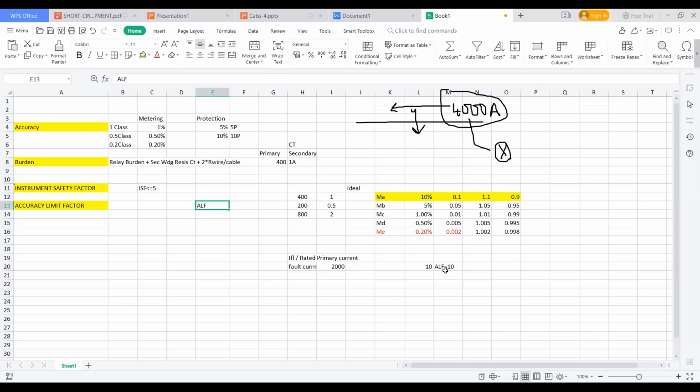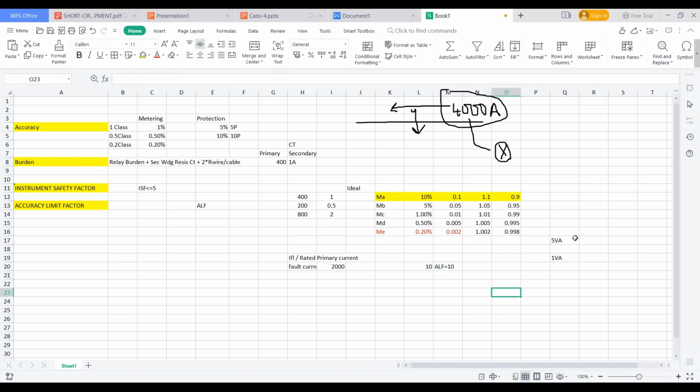Because this ALF is 10 now, but if you are connecting the burden to that relay, if you choose the burden of the CT as 5 VA, but you connected only 1 VA, then the ALF will not be 10. The ALF will be 15. The practical ALF will be 15.